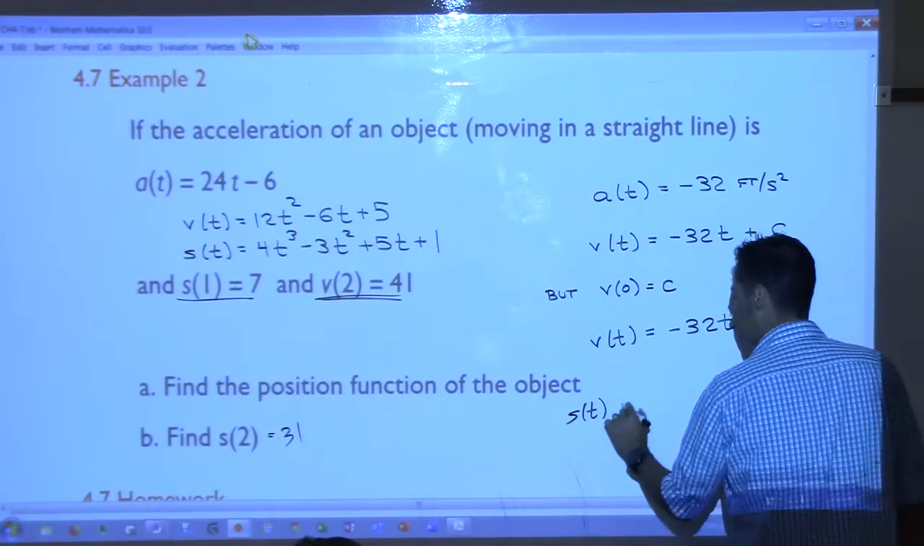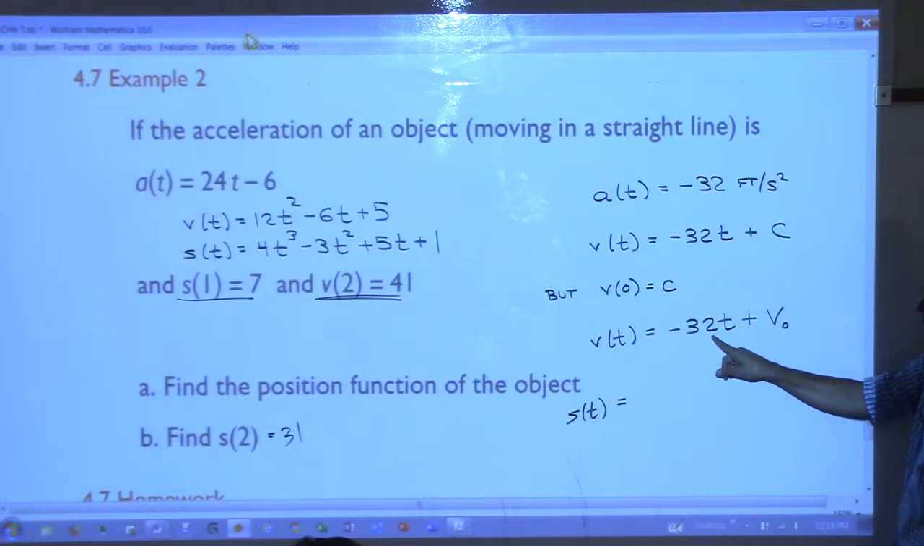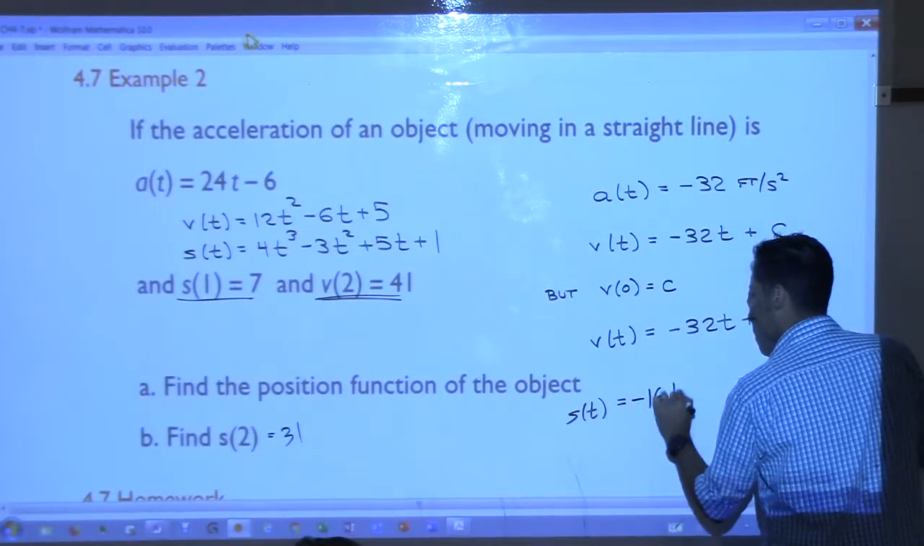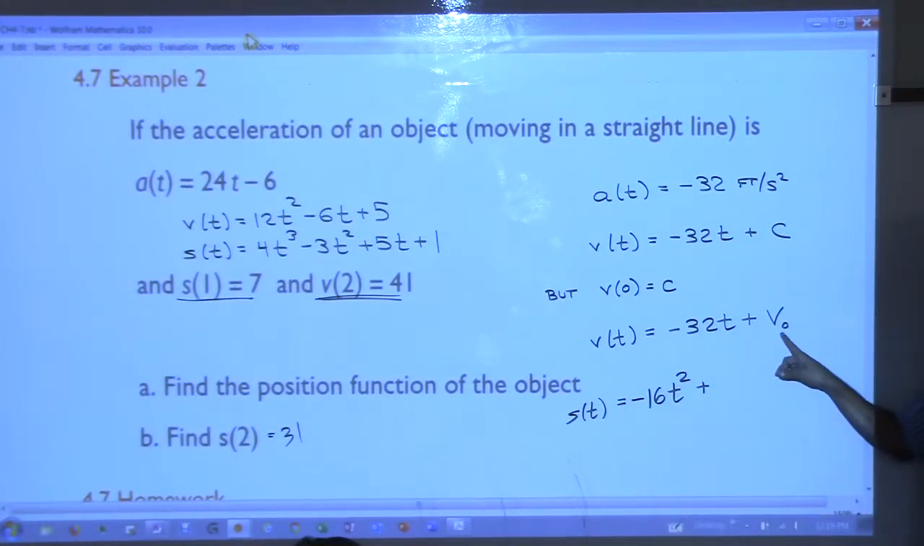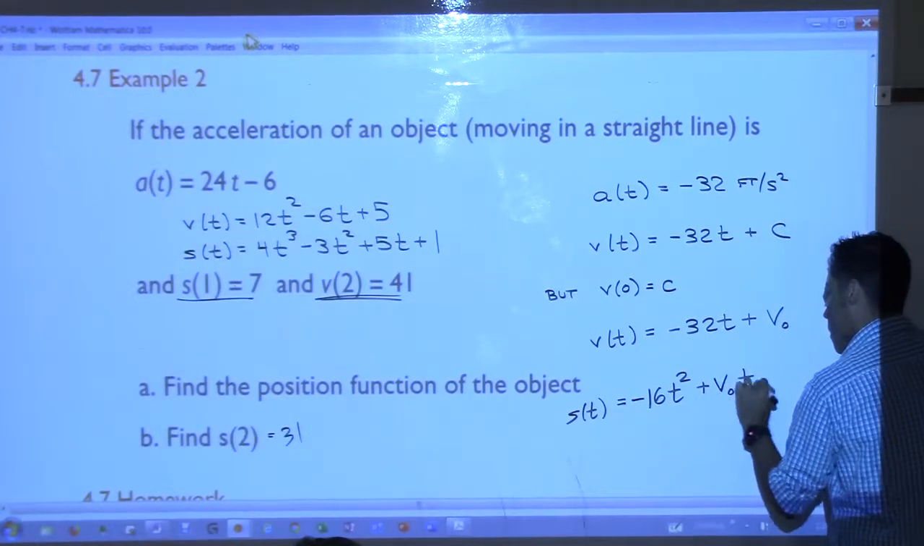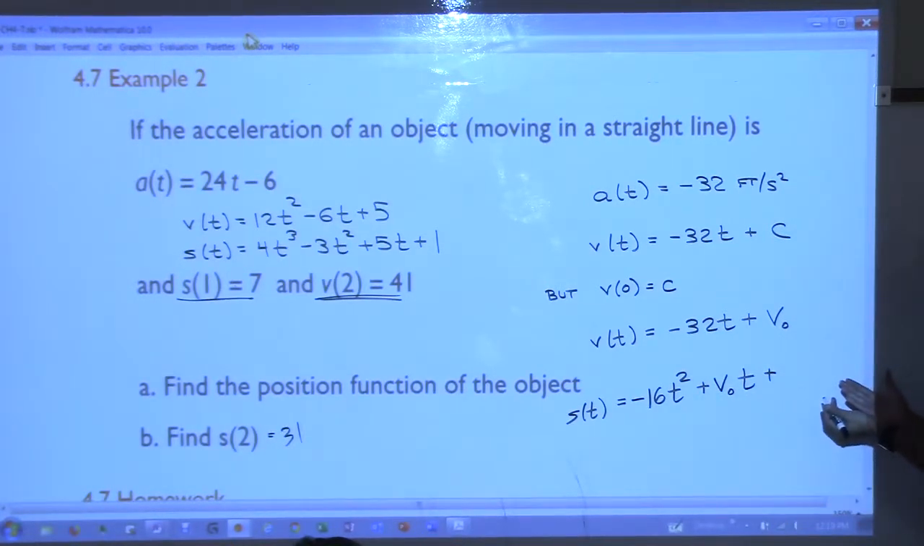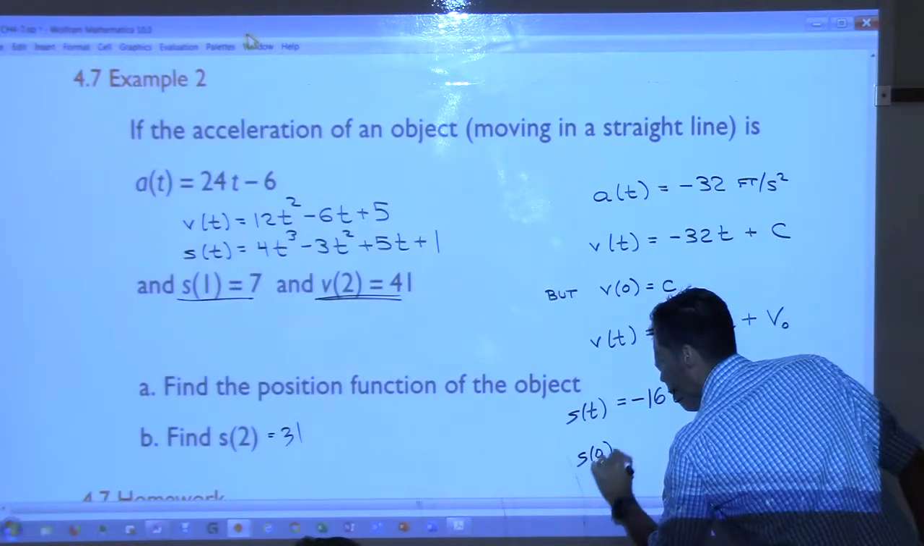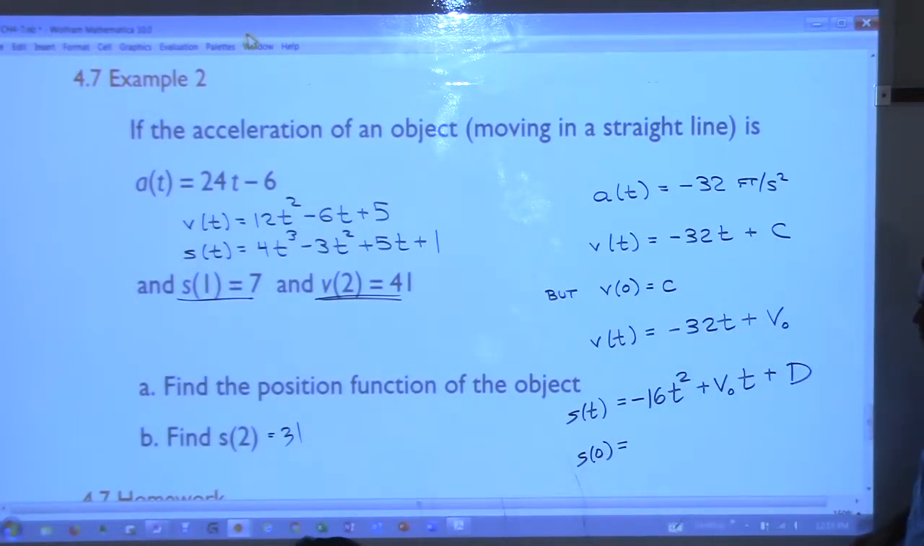Second antiderivative. So what's the antiderivative of negative 32t? You go through your little thing and you have a 1/2 t squared in there and all that. And what do you get? Negative 16t squared plus, what's the antiderivative of v0? v0t, right? Because that's a constant. Plus some constant we don't know, right? Call it d. But I do know something about this. The position at 0 should be what? At 0 time, it should be d, right?